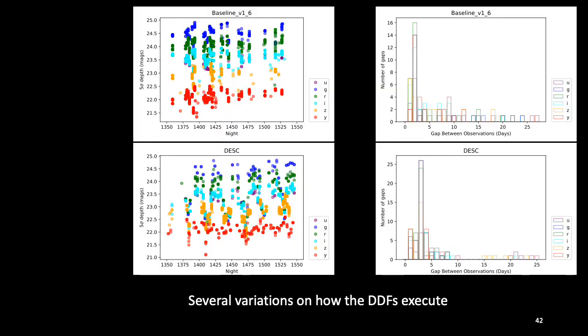We have a lot of different ideas on deep drilling fields. So here's just two examples of our baseline strategy and a strategy proposed by the Dark Energy Science Collaboration, kind of going from gaps of 2 days to gaps of 3 days. And we still have lots of work to do on the deep drilling fields, but we have lots of simulations for different ones.